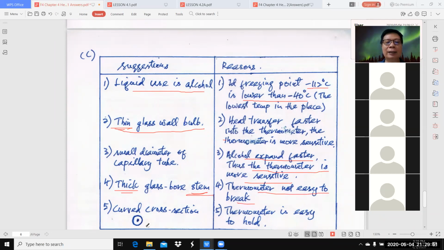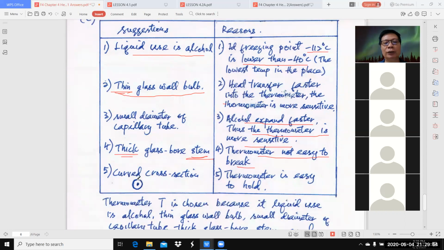And last, curved cross section. We choose a curved shape one. The reason is easy to hold. That's the reason many students don't know how to answer. That's why you see our pen, the pen is also a curved shape. Easy to hold. Like this, easy to hold. Correct or not? The thermometer also has a curved shape, for easy holding. Understand? So, easy to hold.